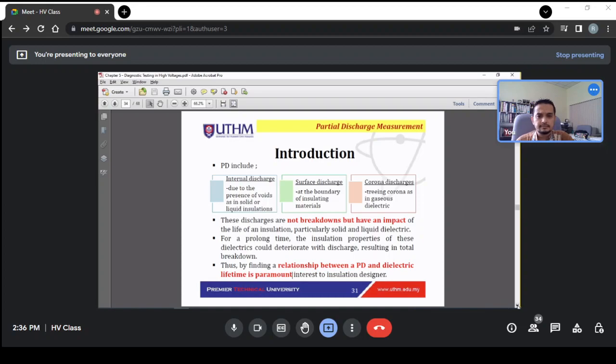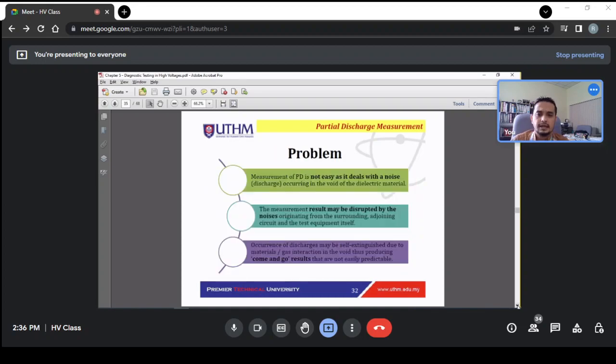And then, the problem related to partial discharge. Partial discharge is very crucial. Nonetheless, it is very difficult. It is very difficult to capture, it is very difficult to measure, and it is very difficult to address the problems. First, measurement of PD is not easy because it deals with noise. Because when it happens inside the dielectric, sometimes it will be greatly affected by the noise.